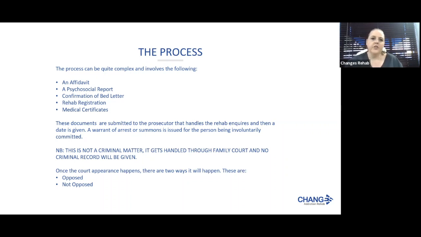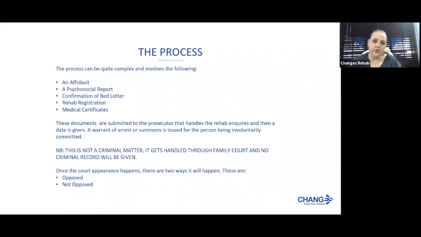We would need a confirmation of bed letter from the treatment center where you wish to place your loved one. Doing it privately has a lot of perks, as you can obviously get them into a treatment center of your choice, which makes the process go a lot quicker. And then what we generally do is we say, okay, the rehab has a bed available. Obviously, we need to include the registration certificate of the rehab, because the court will not order people to facilities that are not registered.